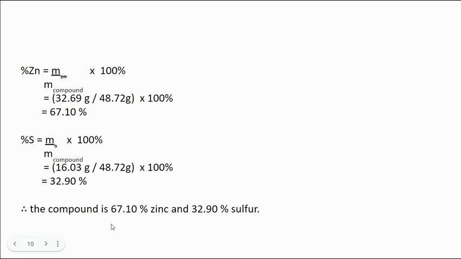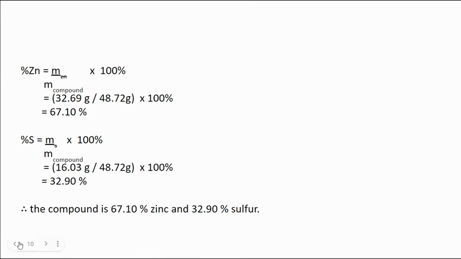Now, if you had an example where you had, let's say, 3 elements or 4 elements or even more, we're just going to go through all of these same steps. If I had something with a polyatomic ion, like a nitrate, NO3, I'm going to separate out the nitrogen from the oxygen and find the percent of each individually.